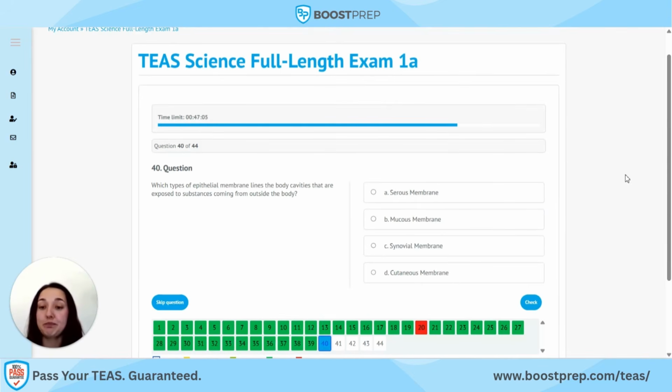Question 40. Which type of epithelial membrane lines the body cavities that are exposed to substances coming from outside the body? A. Serous membrane. B. Mucous membrane. C. Synovial membrane. D. Cutaneous membrane.